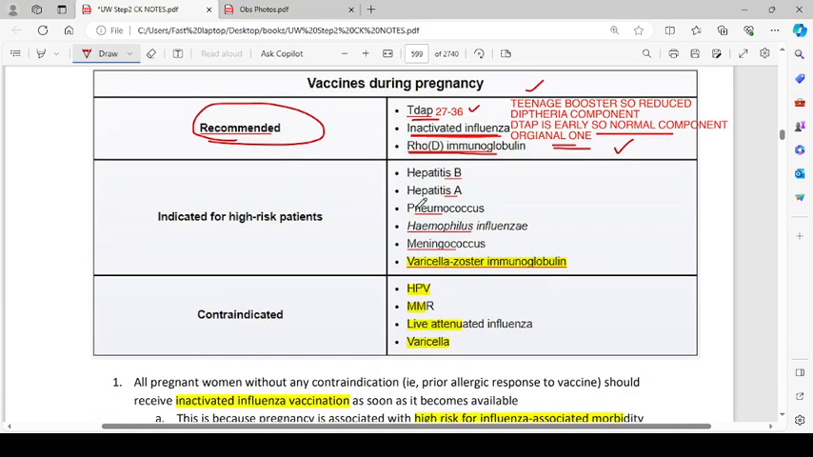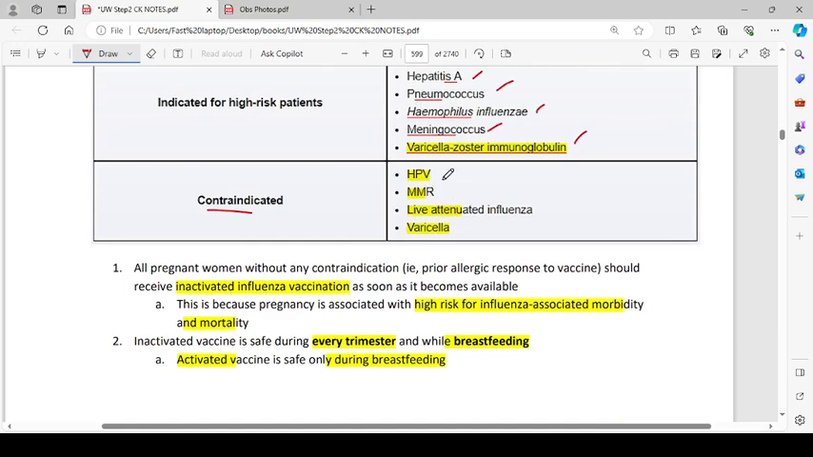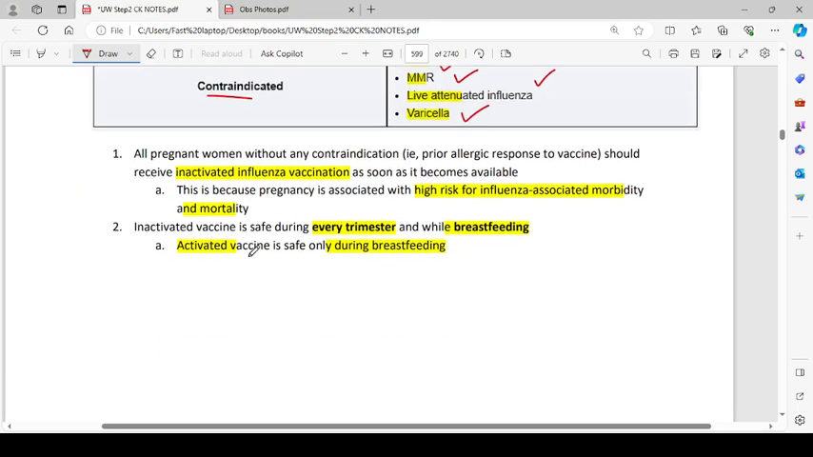Indicated for high-risk pregnancies: hepatitis B, hepatitis A, pneumococcus, Haemophilus influenzae, meningococcus, and varicella zoster immunoglobulin. Contraindicated, meaning you're not supposed to administer these vaccines, are human papillomavirus, HPV, MMR, live attenuated influenza, and varicella.